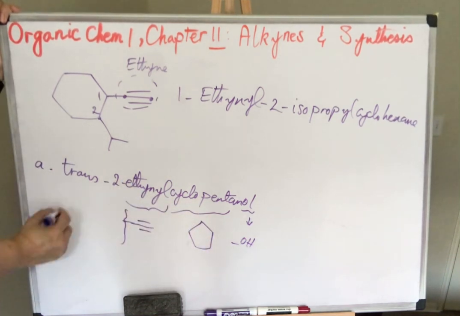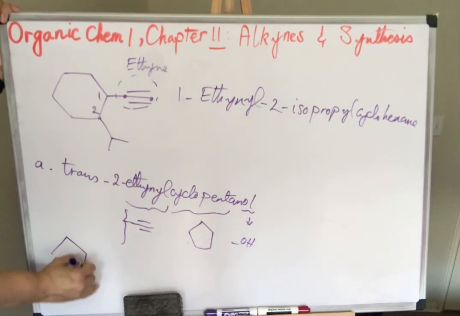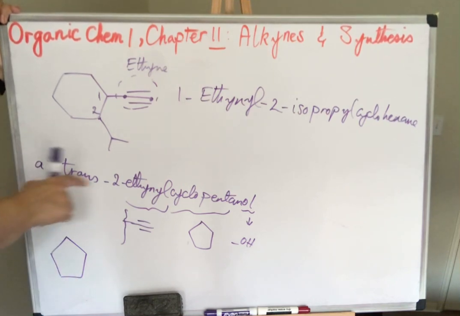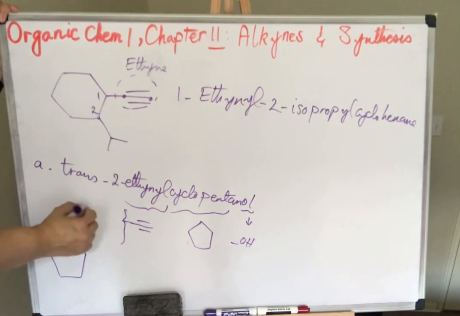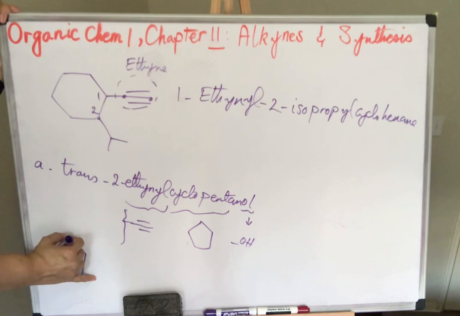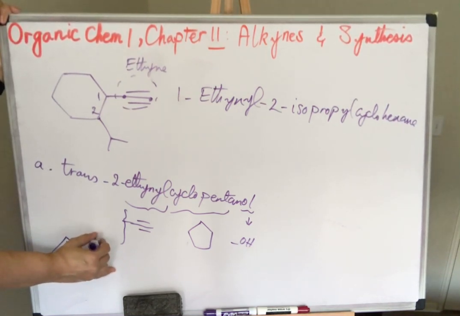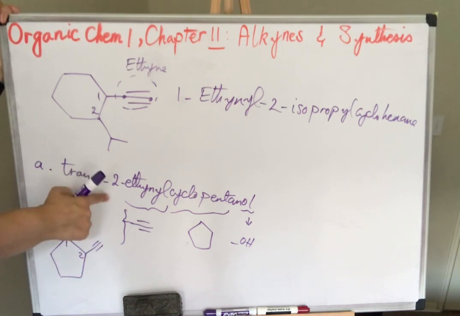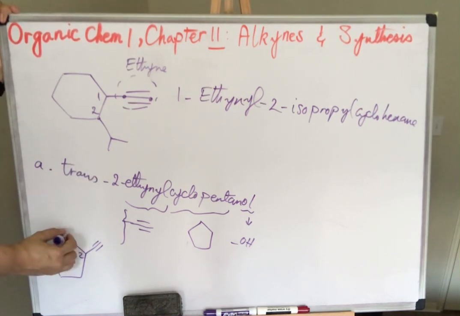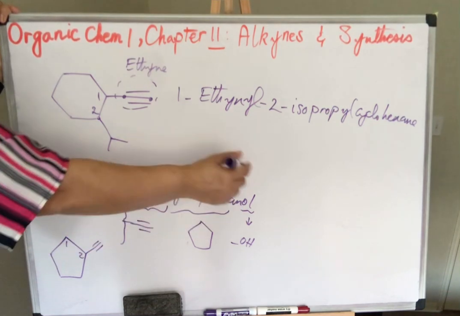So let's draw a cyclopentane. It says ethynyl is on the second carbon, so there should be a first carbon, right? So let's put the ethynyl. What goes on the first carbon? OH.